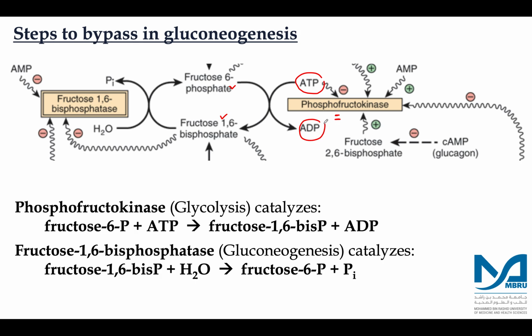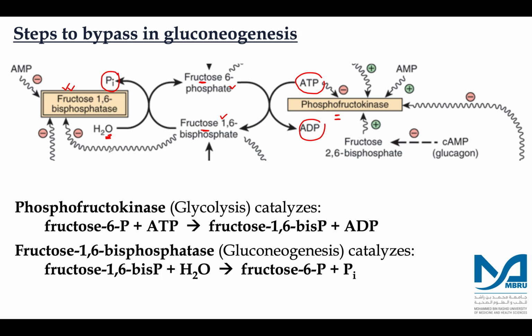Now, in gluconeogenesis, our idea is to convert fructose 1,6-bisphosphate to fructose 6-phosphate. As I told you previously, it's a simple hydrolysis reaction which is catalyzed by fructose 1,6-bisphosphatase, which in the presence of water removes one phosphate from fructose 1,6-bisphosphate, leading to the production of fructose 6-phosphate, and inorganic phosphate is released in the process. So a simple hydrolysis reaction mediated by the enzyme fructose 1,6-bisphosphatase.